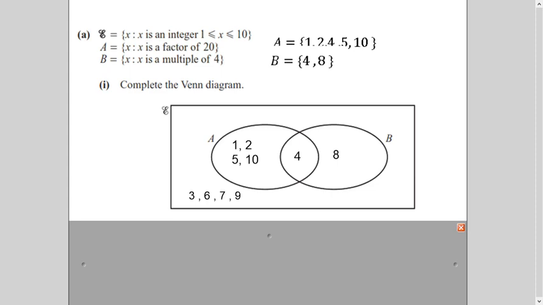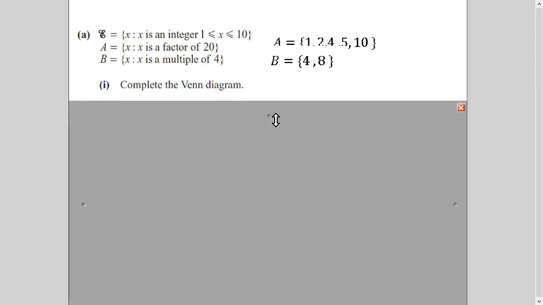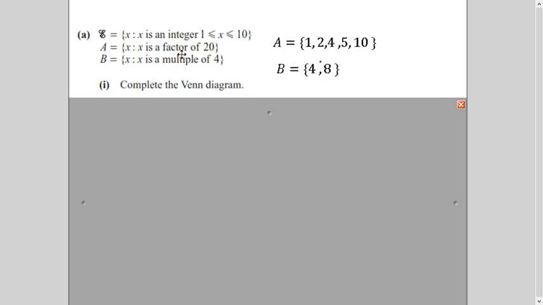So here I have listed down the elements A and B. For example, the question was saying A is a factor of 20. The common mistake made by students is they keep writing the other factors up to 20. They include 20, but 20 will not be part of it, because my universal set has only 10, up to 10. And multiples of 4 within 10, so it is only 4 and 8.